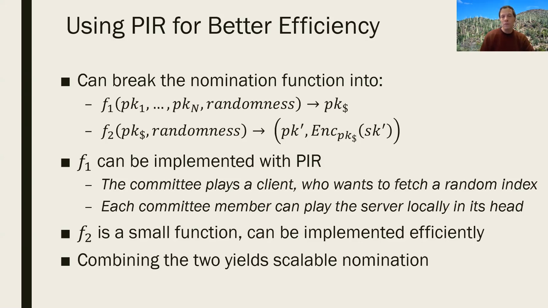And each committee member separately, in its head, can play the server, because the database here is just all the public keys of everybody. So everybody can play the server themselves. So F1 you can do with very little communication. And F2, well, F2 is a small function. The input of F2 only depends on the security parameter in its length. So you can compute it efficiently, and that doesn't grow with the number of parties in the system.